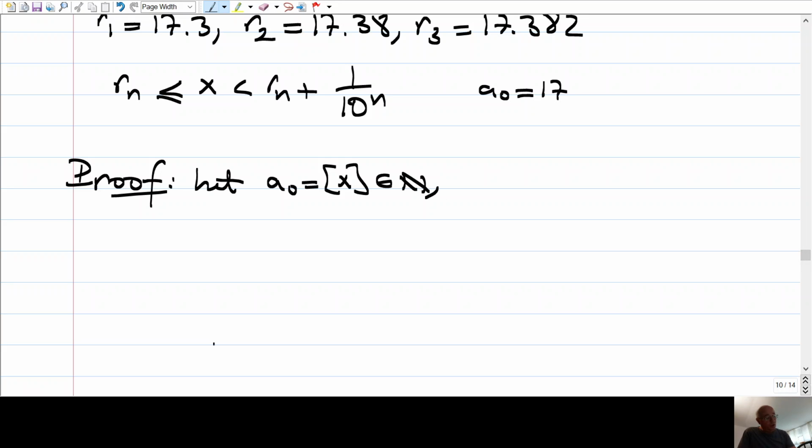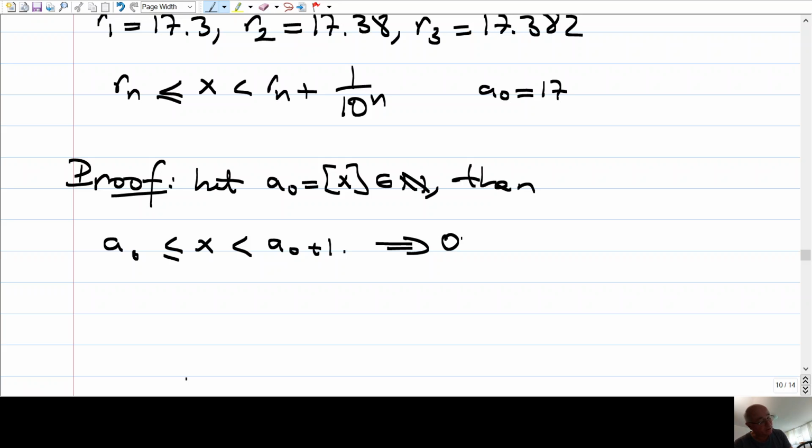Then, of course, this a0 satisfies the following: a0 is less than or equal to x and x is less than a0 plus 1. This is true for any real number, right? If you have a real number, then its greatest integer part is less than or equal to that number. But the greatest integer part plus 1 is always larger than that number. Now, subtracting a0 from all sides, we get 0, x minus a0, and 1.